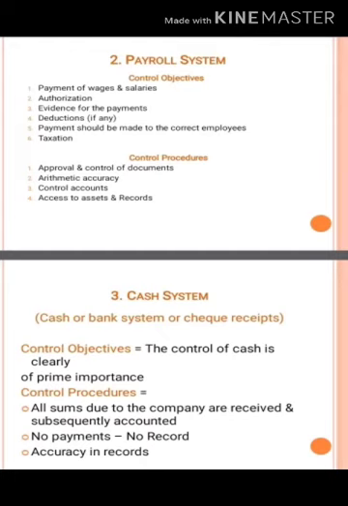Fourthly, the payroll and payroll deductions, for example, ESI, PF, tax and any other benefits given to the employee, will be calculated accurately, and that has to be deducted from the gross salary to pay the net wages or the net salary.